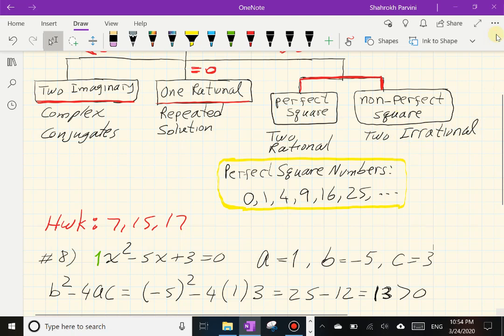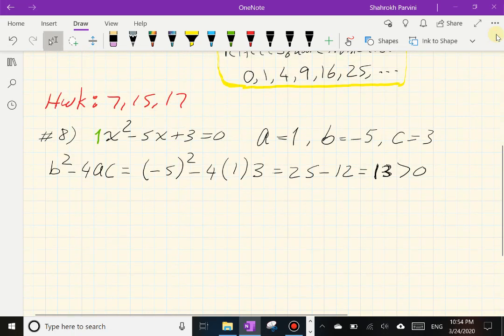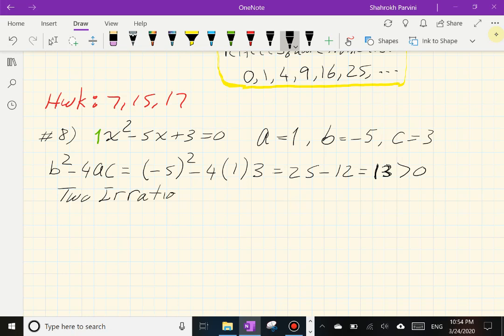So that's what I'm going to write. So the answer to the problem is we have 2 irrational solutions. So 2 would be the number of solutions and irrational would be the type. Remember, they wanted the type and how many. And there you go. That's all we have to do here.